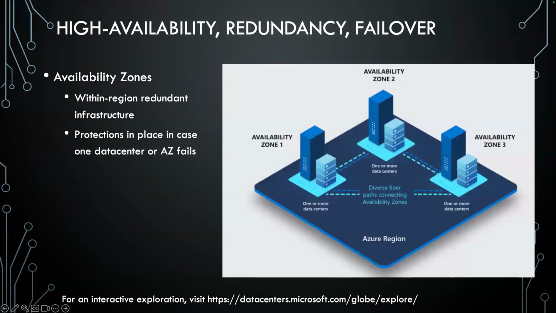Then we have availability zones. These are within-region redundant infrastructure. In the US West 1 region, there are going to be multiple data centers set up as availability zones within that one region. And there are protections in place in case one data center, or an entire availability zone, fails, which can happen. These data centers have different fiber paths connecting them. If something is close to a mountain, the next availability zone will be closer to the ocean, right? People think through any kind of physical or natural disaster that could happen to one of these data centers, and then provision redundancy in that same region. It's hardcore engineering.